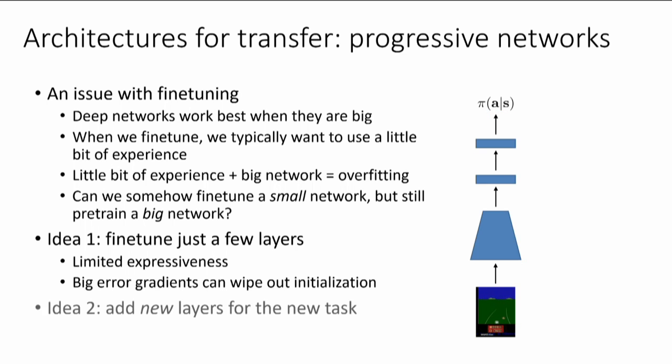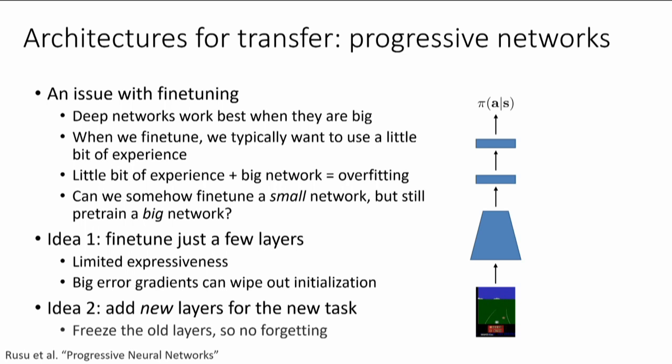So what you could do instead is you could take your big pre-trained network, and then you could add new layers for the new task. And those new layers can be smaller so that they don't overfit. So this is basically the idea behind something called progressive networks. You freeze the old layers so that you don't forget anything that you learned in your initialization. So this big error gradients wiping out your initialization is not an issue because we don't let these layers change. And then we add new layers that are small.